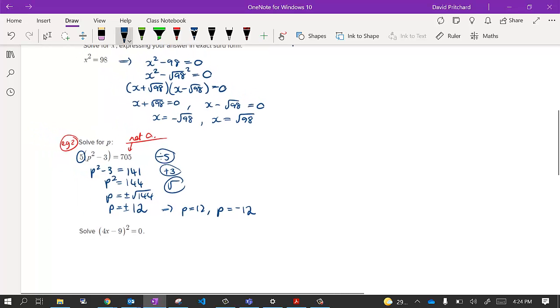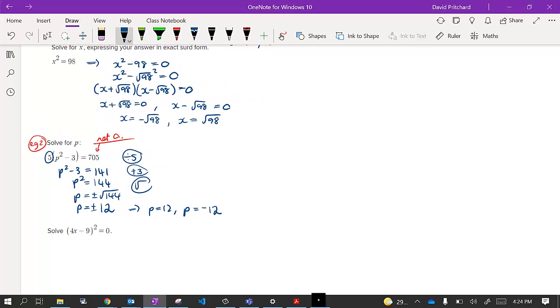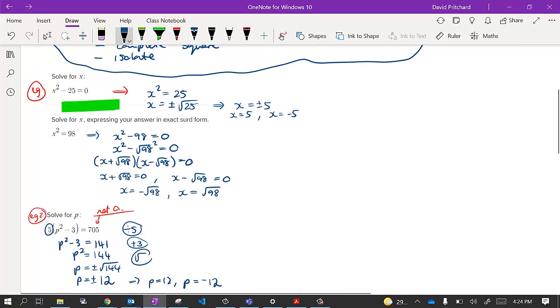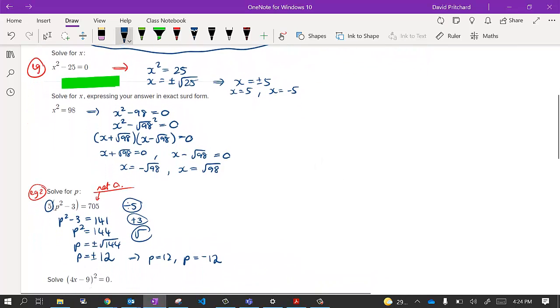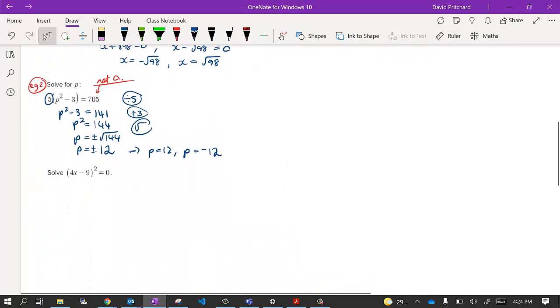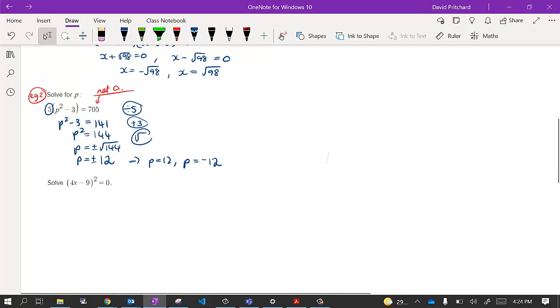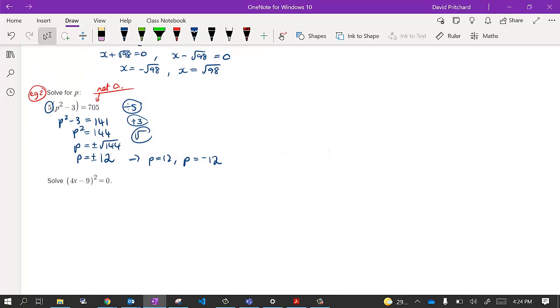negative 12. So obviously we could have expanded out and made that a little bit more painful for ourselves, but the idea is to make it as simple as possible. And these 3 questions that we've done so far have all involved the same skill. So it's just isolation of the variable. Okay, so next one, example 3.